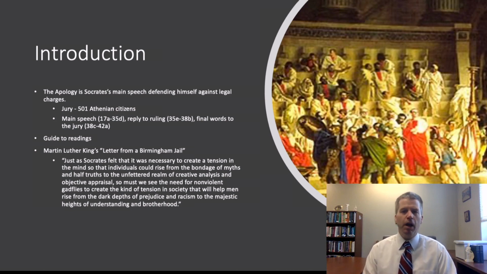So the Athenian jury consisted of 501 Athenian citizens, and from the Apology, the decisions were based on majority vote. The Apology itself breaks down into 3 segments. The first segment is Socrates' main speech. And as we talked about with the Euthyphro, these little numbers refer to the authoritative text of Plato's writings. You can find these on the columns, right? So 17a to 35d is the main speech. Socrates' reply to the ruling is shorter, 35e to 38b. And then Socrates' final words to the jury and to his friends, 38c to 42a.